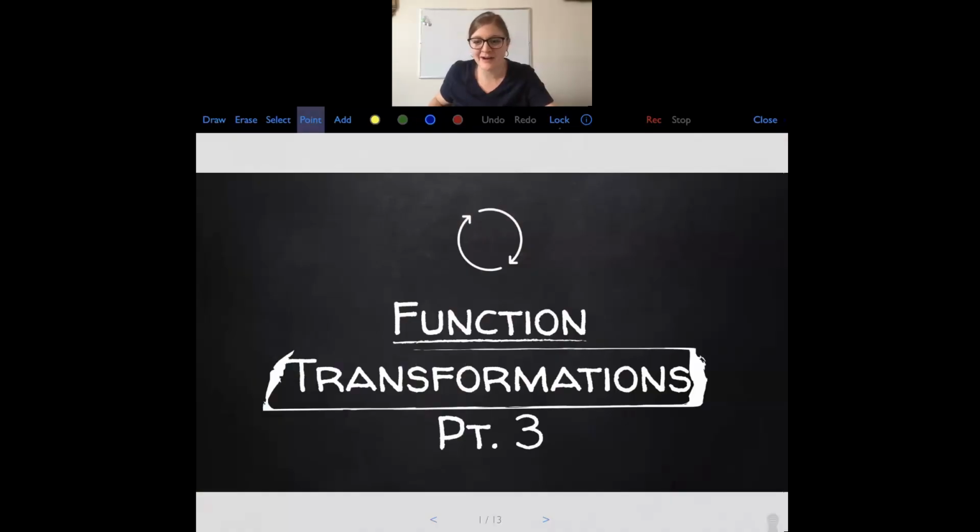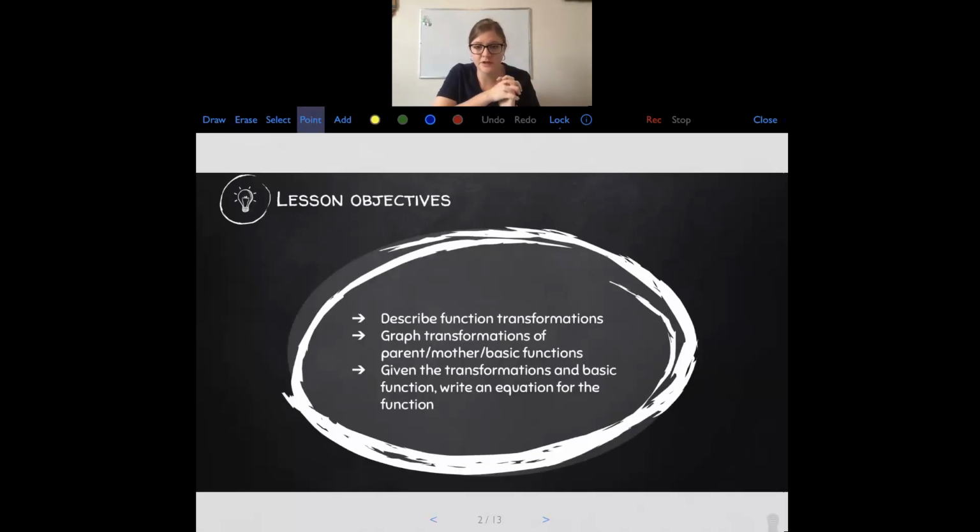This is part 3, our last part in our series on function transformations. In this video, we are going to apply the first 2 parts, the parent functions and learning about the transformations, to example problems. Specifically, our goals are to describe function transformations, to graph transformations of however you think of it, parent, mother, basic functions. And then, given transformations of a basic function, we will write an equation for the function.